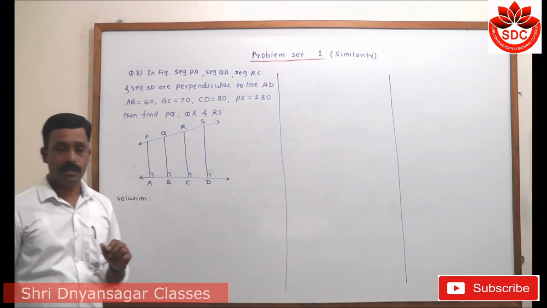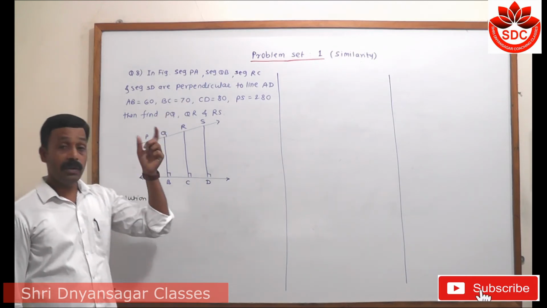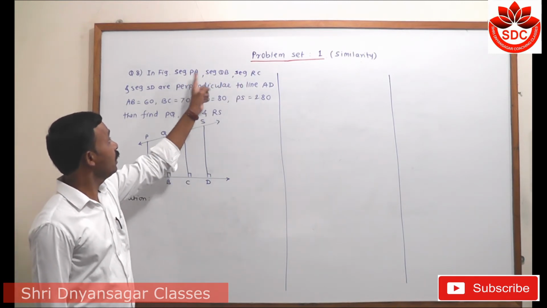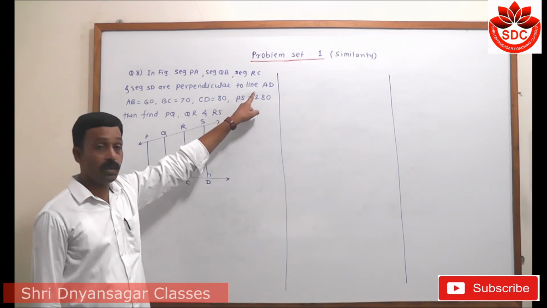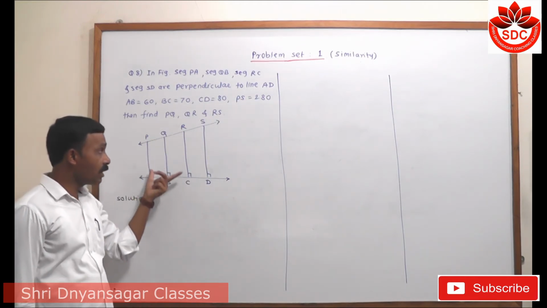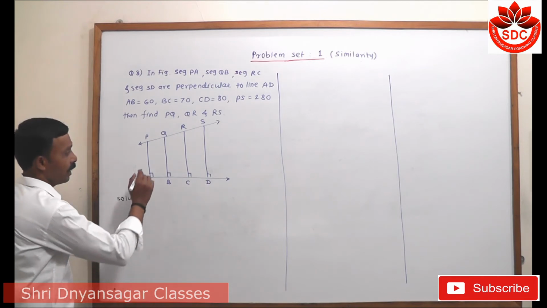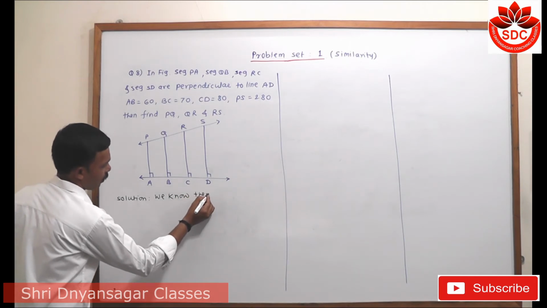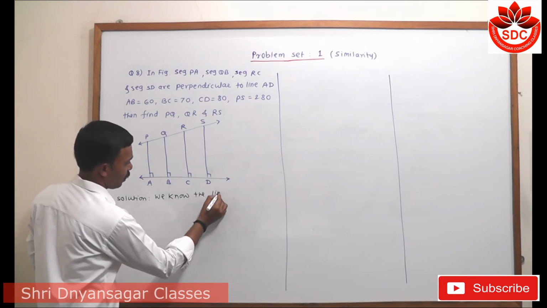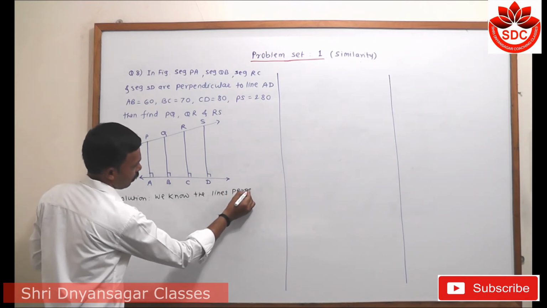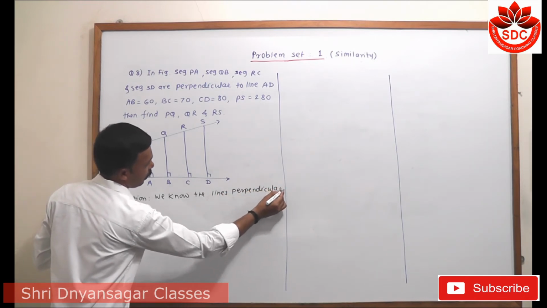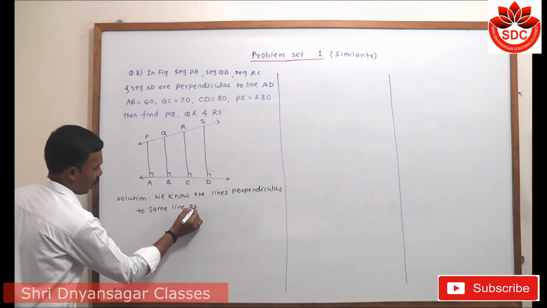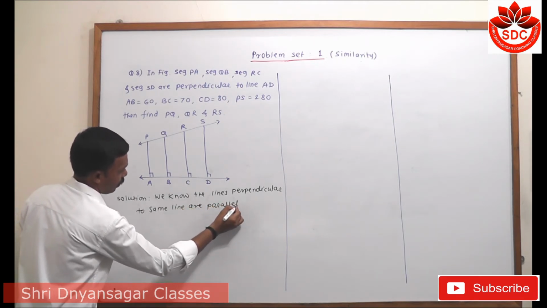Student, all of you know that if lines are perpendicular to the same line, then they are parallel. Means that these three lines, and this fourth line is also perpendicular to the same line AD, so all these line segments are parallel. So I have to take the point: we know the lines perpendicular to the same line are parallel.